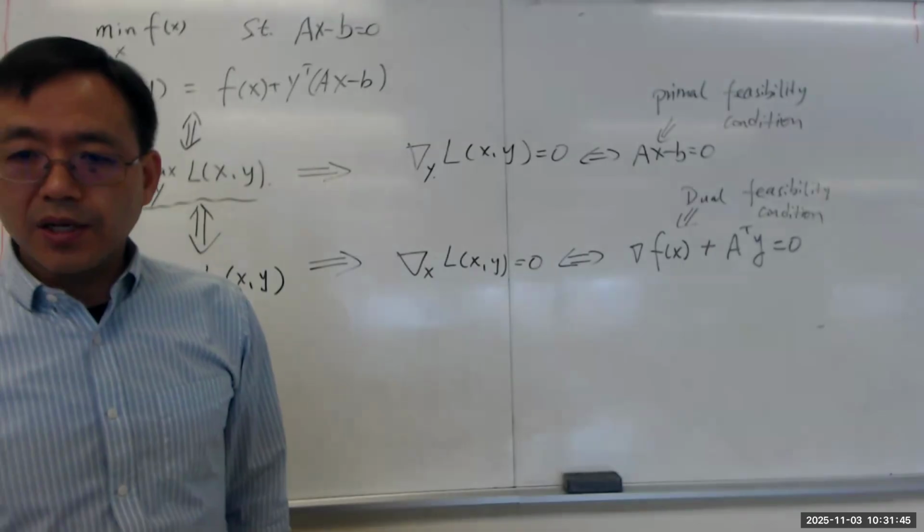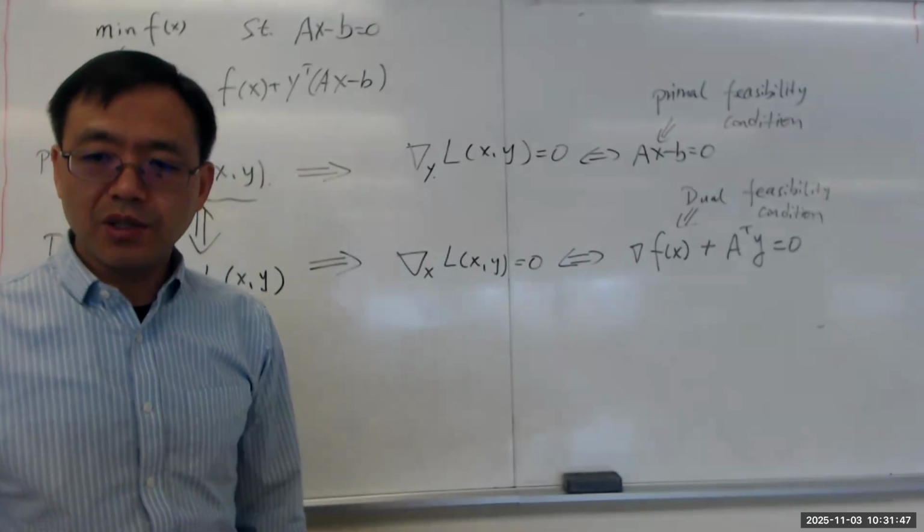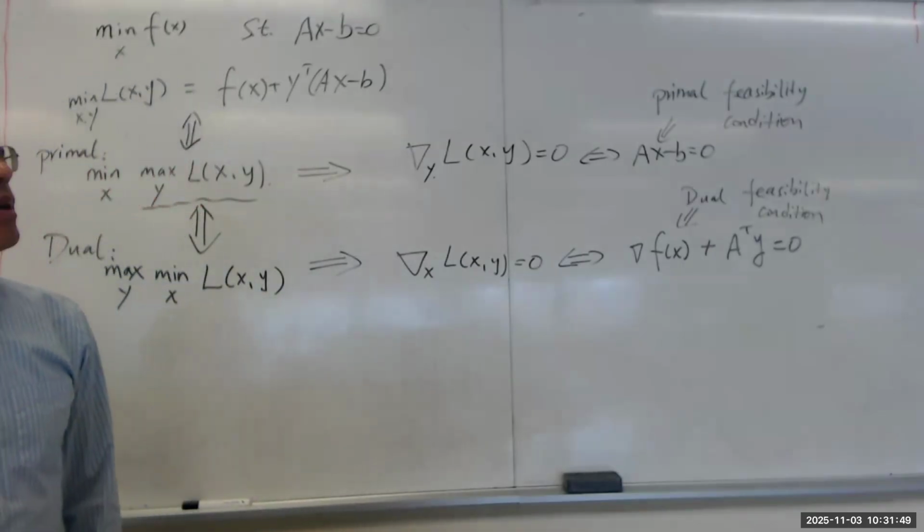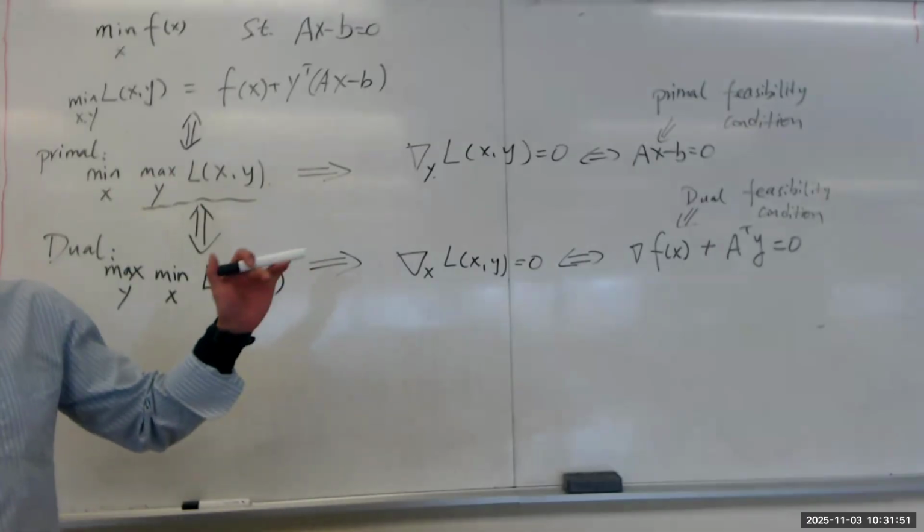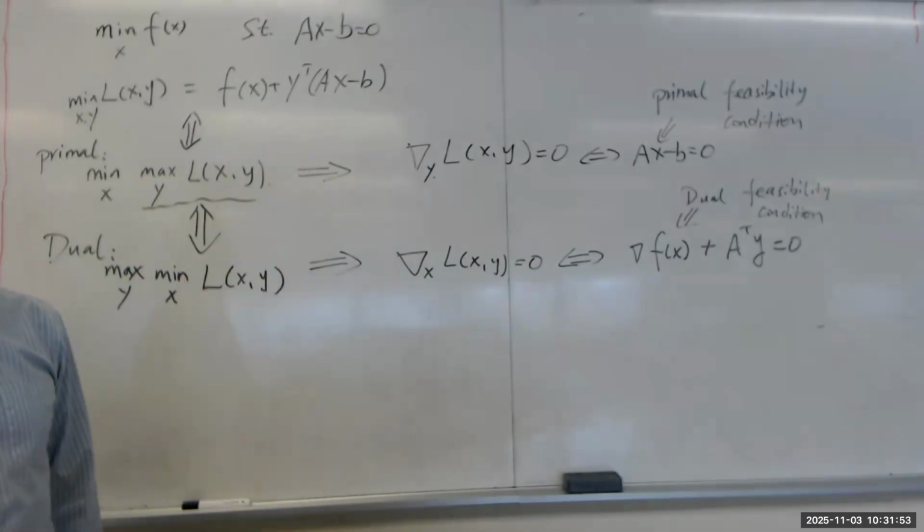I forgot to stop sharing and show the whiteboard. All right, so any questions on the primal feasibility and the dual feasibility? Is this clear? This just corresponds to the two problems.